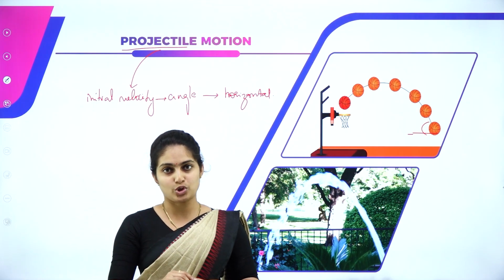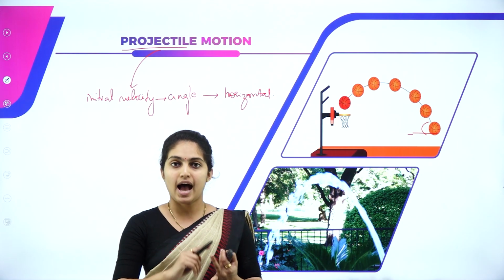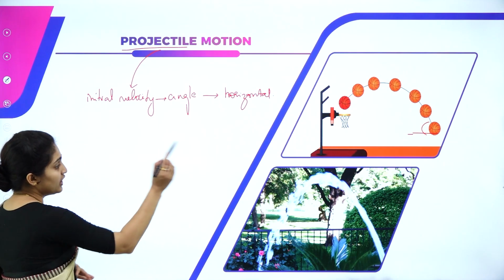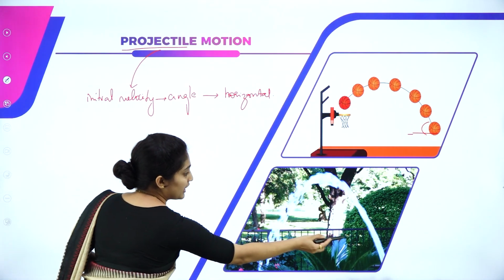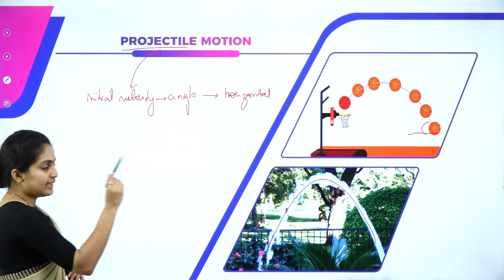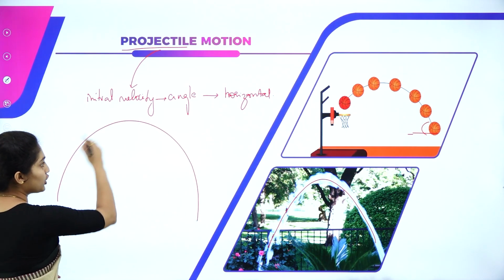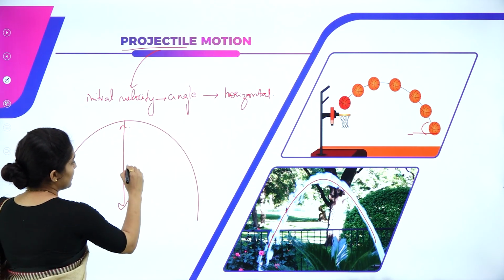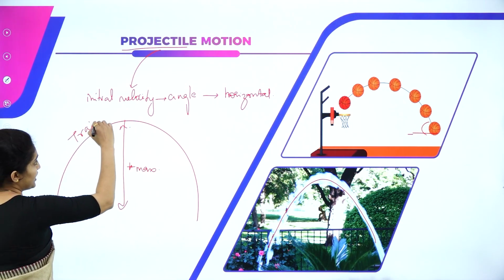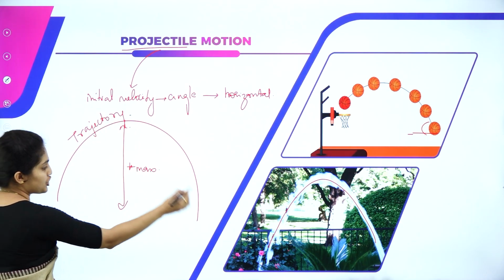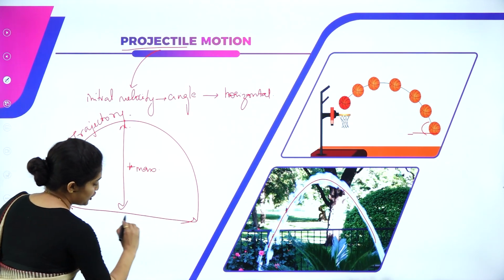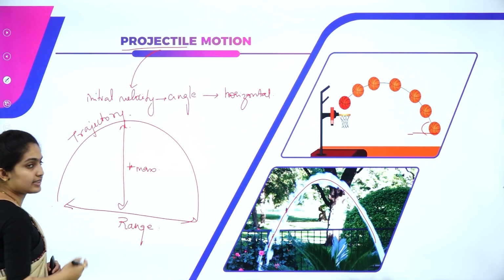Whenever projectile motion takes place, we have a range, a maximum height, as well as a parabolic path, which is called a trajectory. See here, a fountain also makes a projectile motion. Similarly, when a projectile undergoes a parabolic path, we have a maximum height and a trajectory. Trajectory is nothing but a parabola, the path taken from initial to final. We have different angles, and the distance from initial to final is called the range.